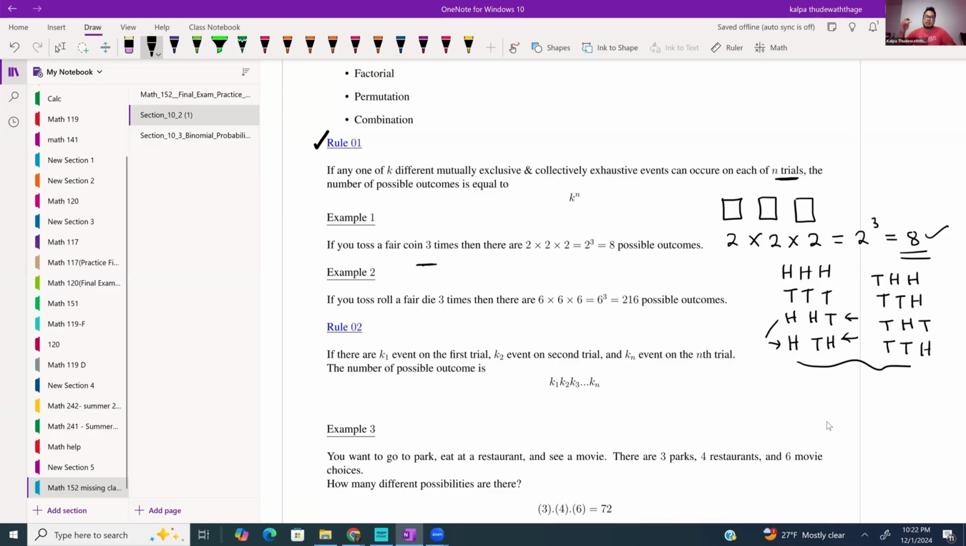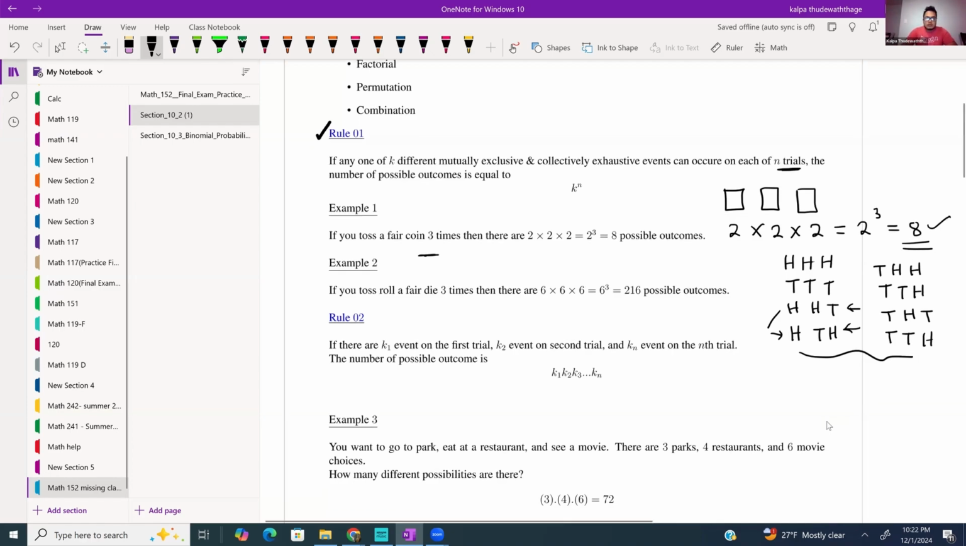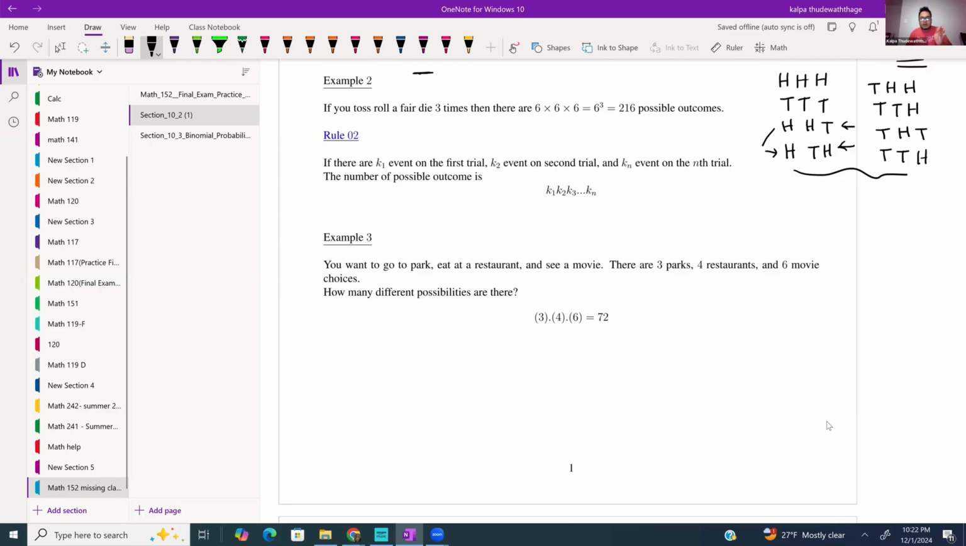Most of the time, you don't need to list everything. You need to tell me how many possible outcomes, because listing them all is kind of time consuming. In rule 2, we discuss that in the real world, it's not all the time that we have 2 options like tossing a coin. If you have different numbers of options, like 3 parks, 4 restaurants, and 6 movies to choose from, then it's 3 times 4 times 6. So there are 72 different ways one can go to a park, eat at a restaurant, and see a movie.